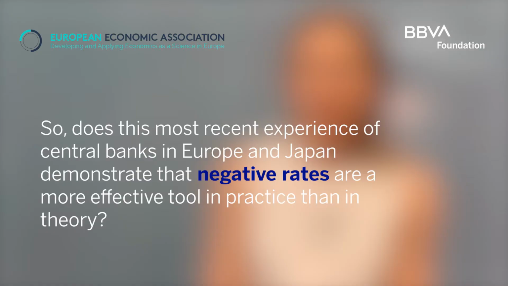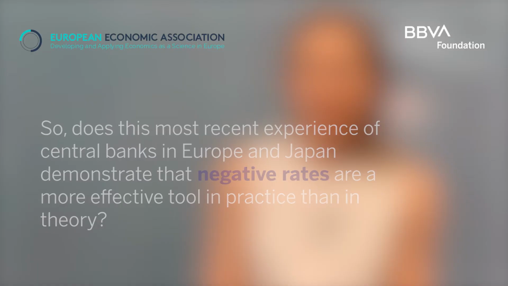So, does this most recent experience of central banks in Europe and Japan demonstrate that negative rates are a more effective tool in practice than in theory? You're totally correct. We've all been taught, sometimes in textbooks, that if you go into negative territory, there's a big discontinuity. Everybody switches to cash at that point, and we haven't seen that. We've seen very little displacement towards cash, and in fact, if you look at corporate deposit accounts, deposit rates there fell to negative territory, and many other interest rates in the economy fell into negative territory, and nothing drastic or dramatic changed. There was no substitution en masse to cash.